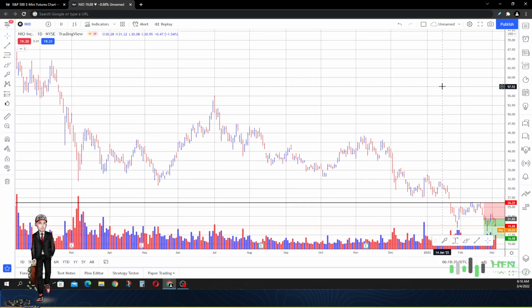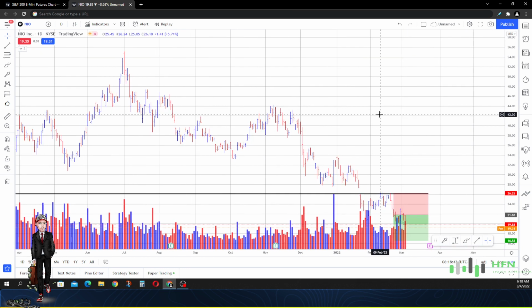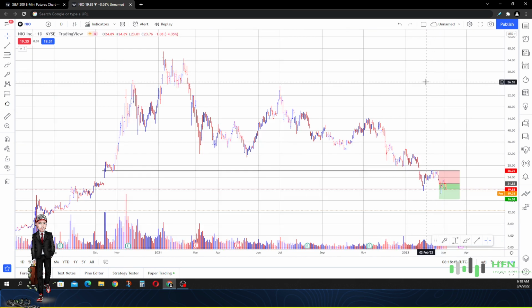Today is March the 4th, 2022. We're going to talk about NIO today. I'm going to give you all a NIO stock analysis just by looking at the price bars and the volume.